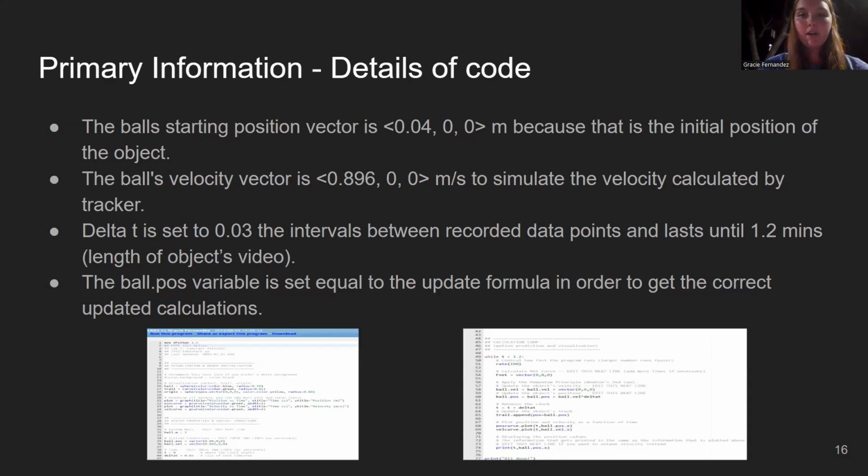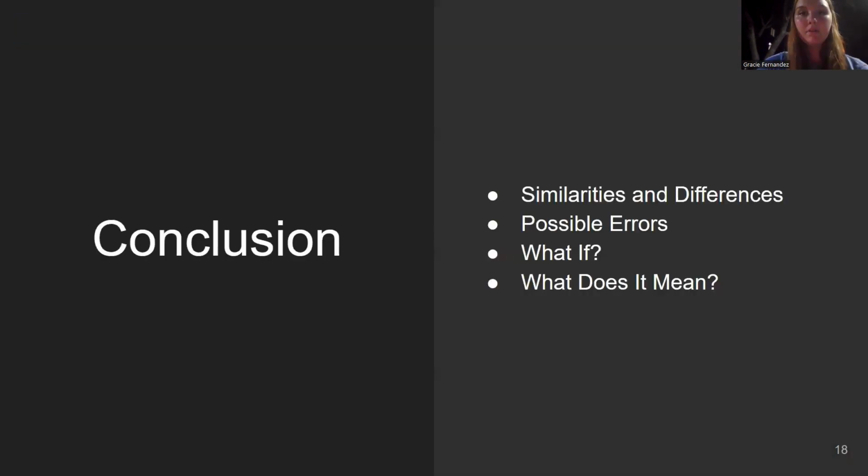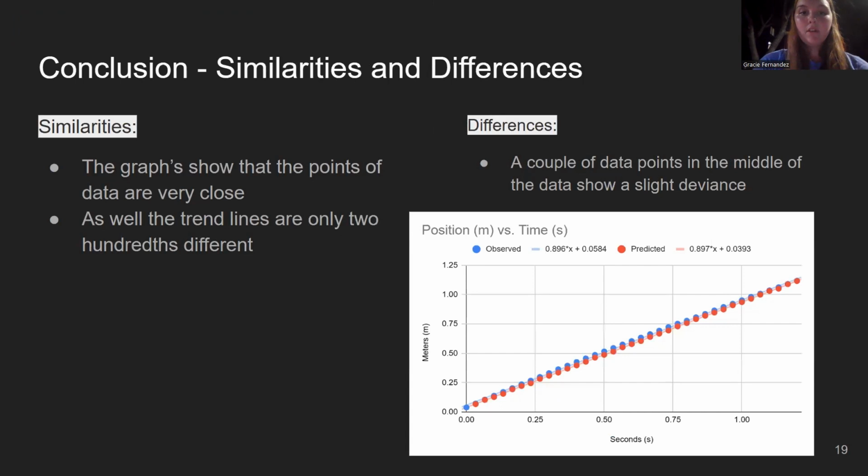For the generic code, I changed the starting position of the vector to 0.0400 meters in order to match the initial position of the object. The velocity was changed to 0.89600 meters per second. The delta t was set to 0.03 because of the intervals between recorded data points, and the video lasts until 1.2 seconds, so I changed the code to also represent that. Lastly, the ball position variable is set equal to the update formula in order to get the correct updated calculations. Here's my code.